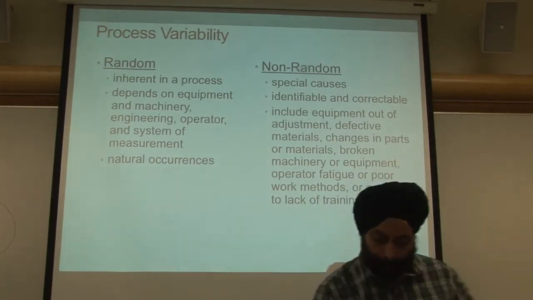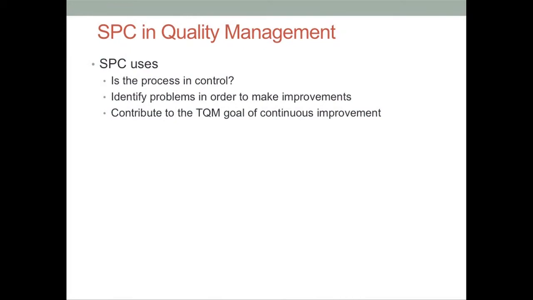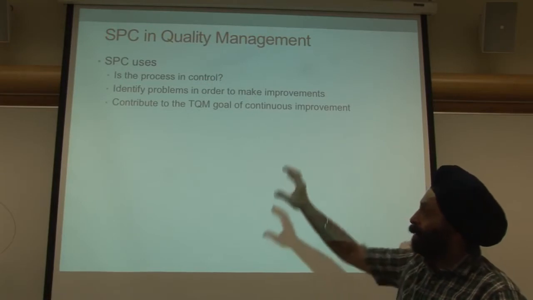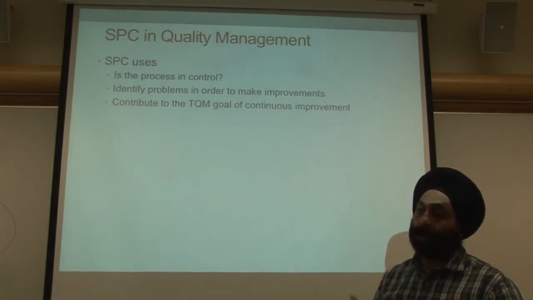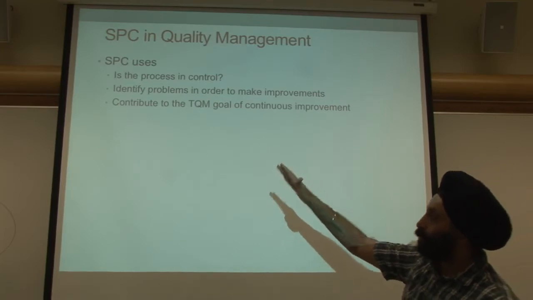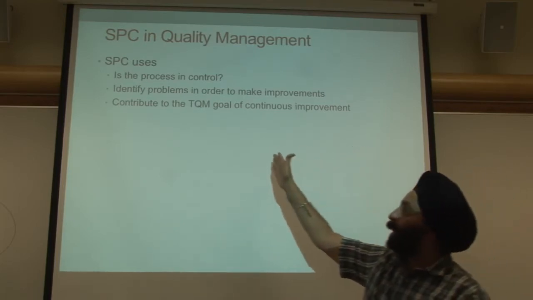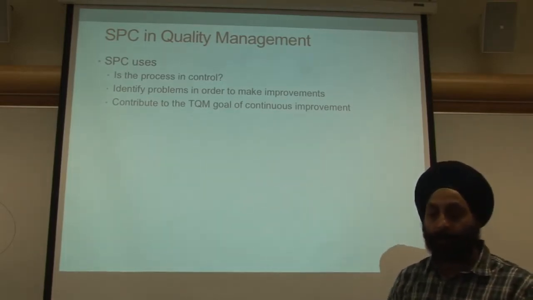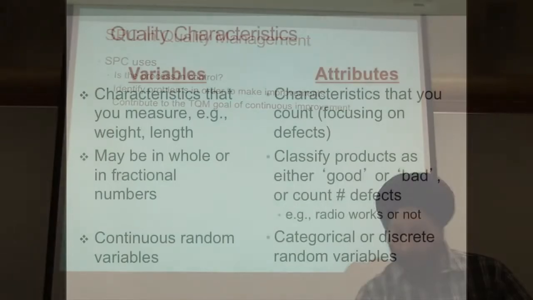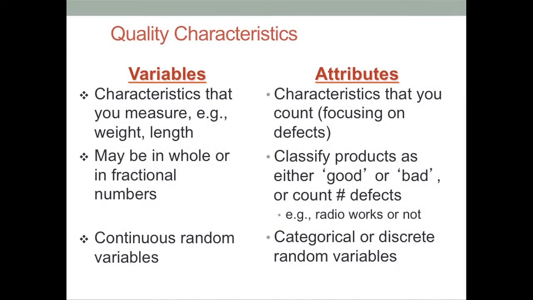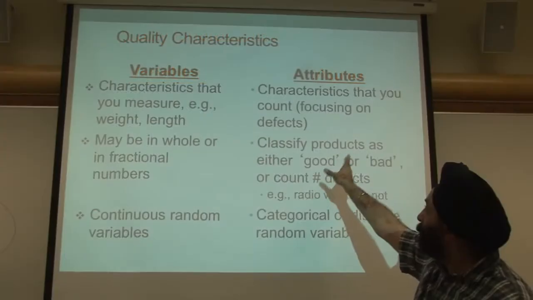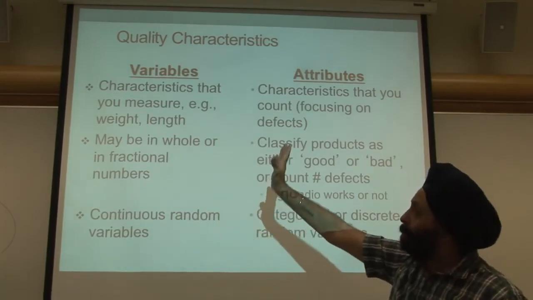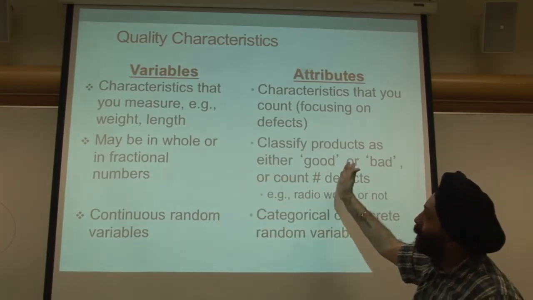So statistical process control in quality management, the idea is that typical uses are to identify if the process is in control. Also, it's used to identify problems in order to make improvements and contribute to the TQM goal of continuous improvement. And in this particular case, one way to look at quality characteristics is that they can be identified as variable as well as attribute type of data.